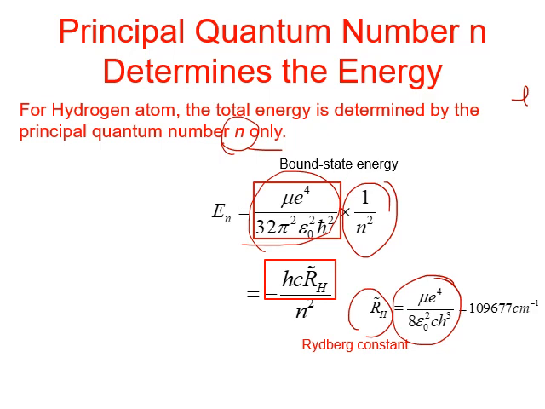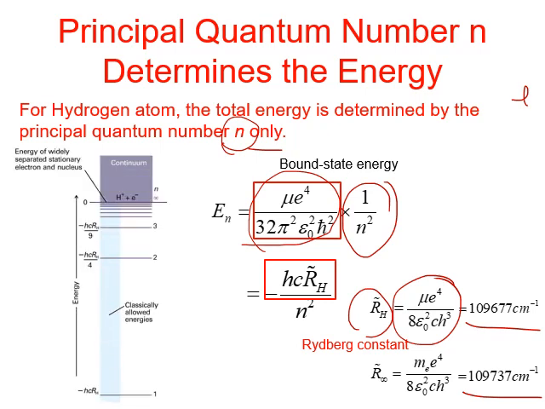that you have already seen in the introduction of our quantum mechanics. And the value is 109,677 for the hydrogen atom in inverse centimeters. Now, for heavy atoms, the reduced mass becomes the mass of the electron, and this will be the value for the Rydberg constant. So here is the energy diagram, where energy is only determined by the principal quantum number.